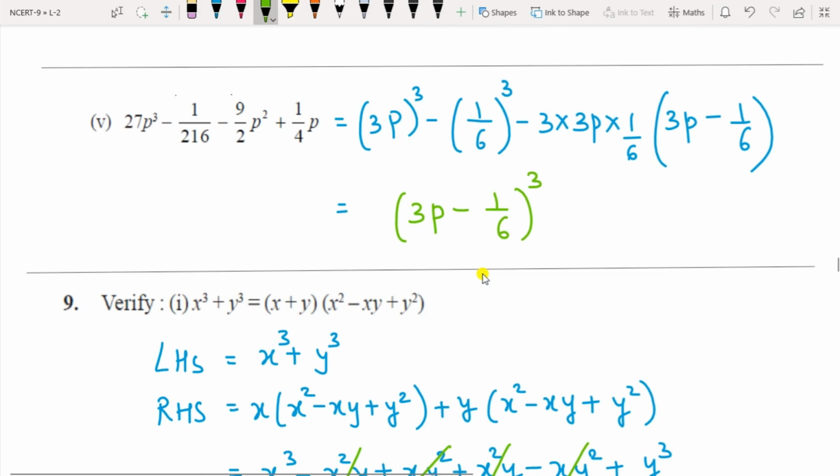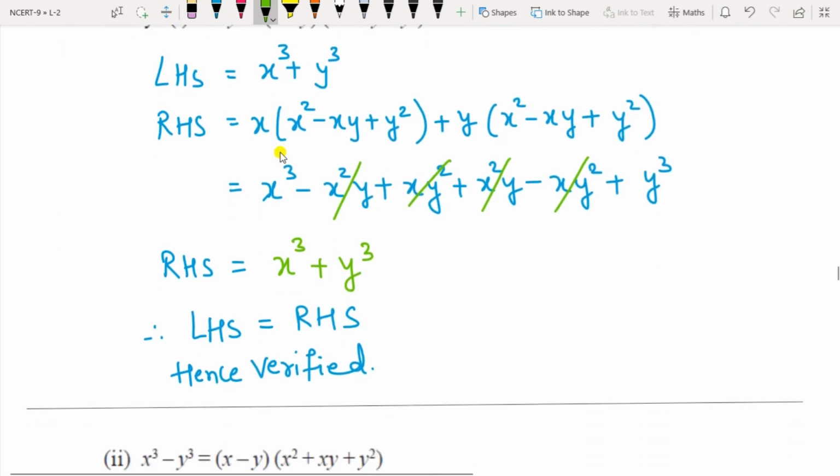Similarly for this one here, 27p cube means 3p cube, 1 upon 216, 216 is the cube of 6, so 1 upon 6 the whole cube, then 3 into first term into second term, 3p into 1 by 6, and the first term into second term and minus sign in between, because there is minus sign in these two terms, so it will be minus here, and write this bracket and write the cube. So this is the factor of this particular equation.